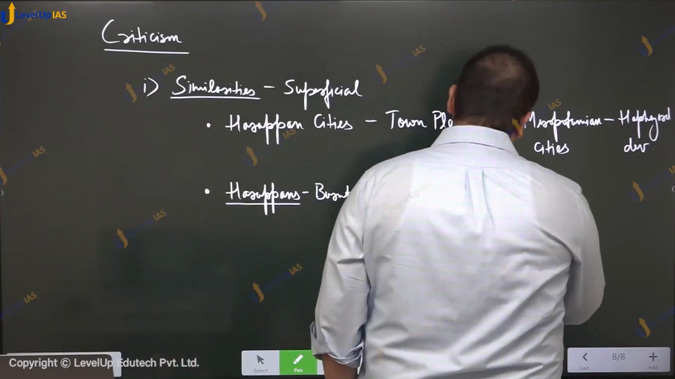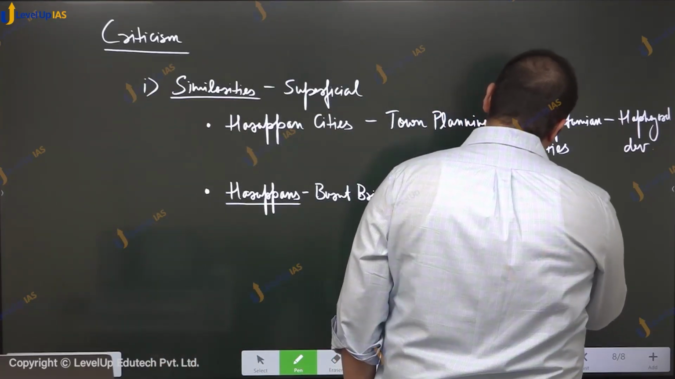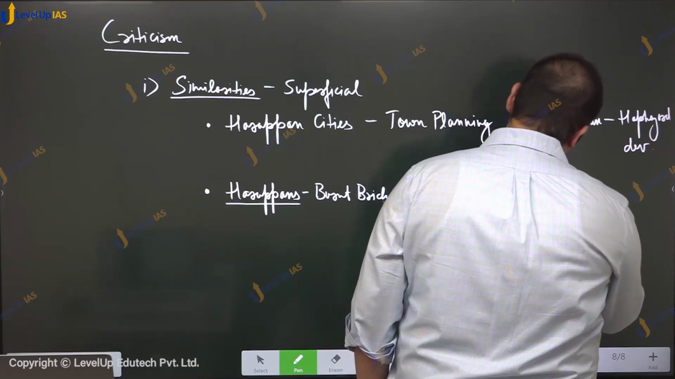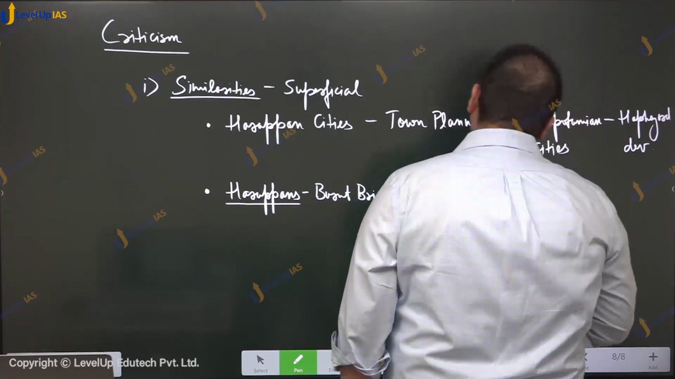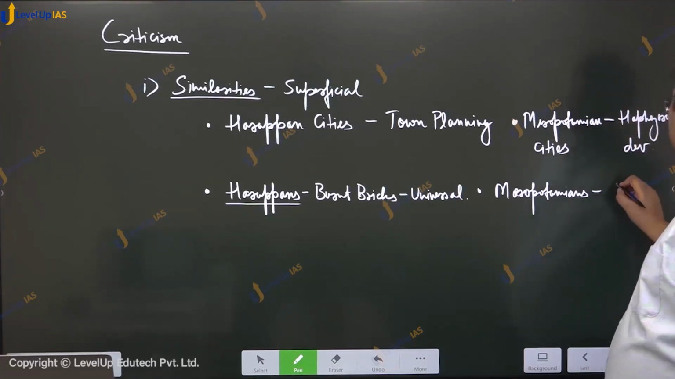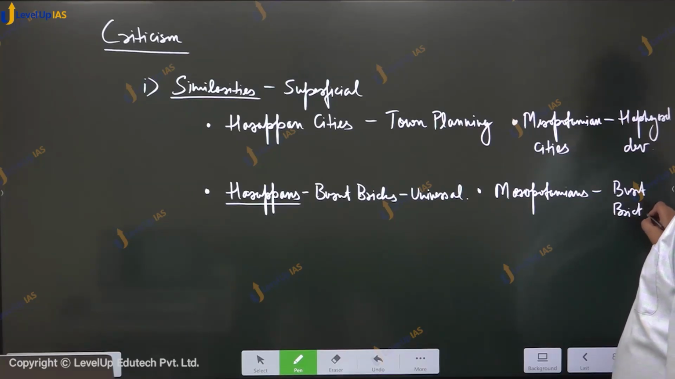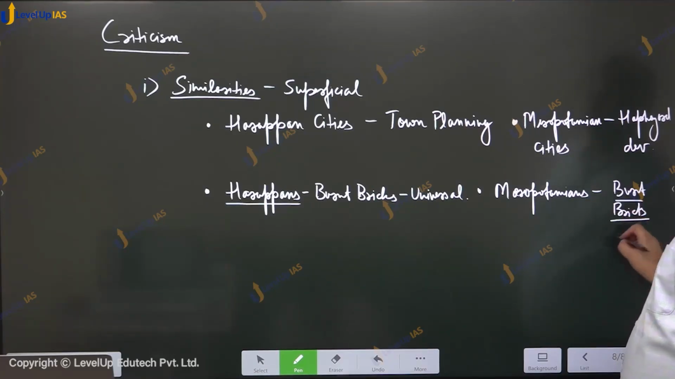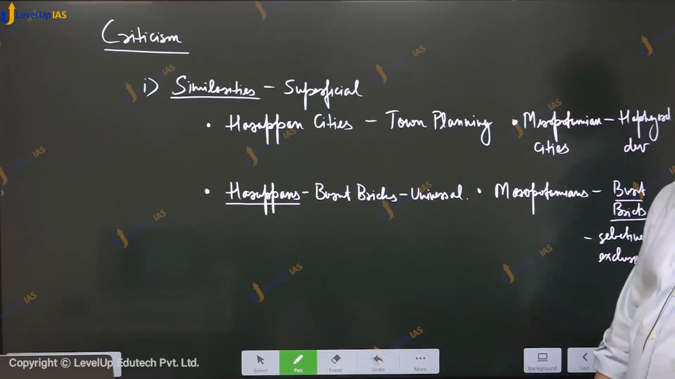On the other hand, among the Mesopotamians, burned bricks were used exclusively by the elites for construction of their large palatial houses, fortifications, and other monuments. So, the use of burned bricks was extremely selective and exclusive.